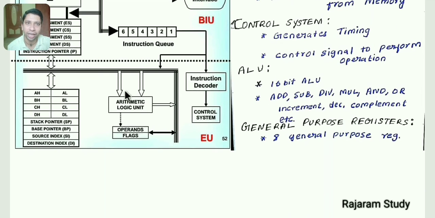Then let's see about the ALU, the arithmetical logical unit, which performs all the arithmetical or mathematical jobs. For example, addition, subtraction, multiplication, division, shifting, any kind of work will be done by your arithmetical logical unit. Then let's come to the general purpose registers. These 8 are our general purpose registers: AL, AH, BH, BL, CH, CL, DH, DL.